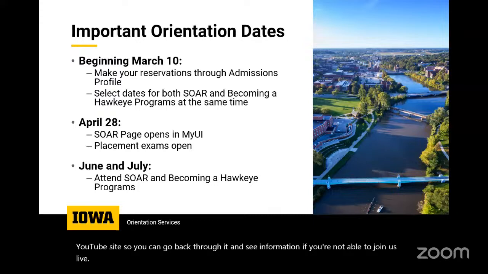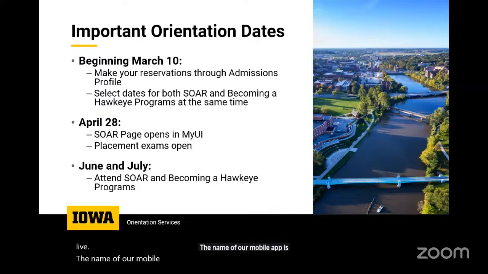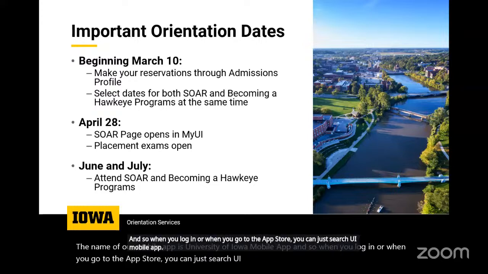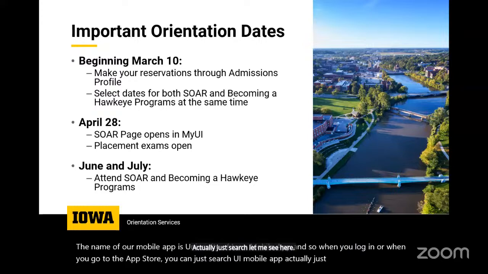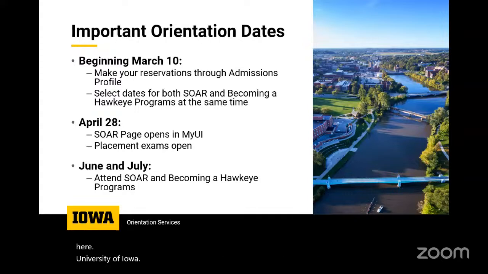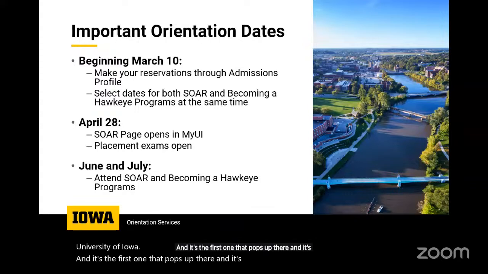The name of our mobile app is the University of Iowa mobile app. When you go to the App Store, you can just search UI mobile app. Actually, just search University of Iowa. It's the first one that pops up there, and it's got the block IOWA, and that is the UI mobile app.